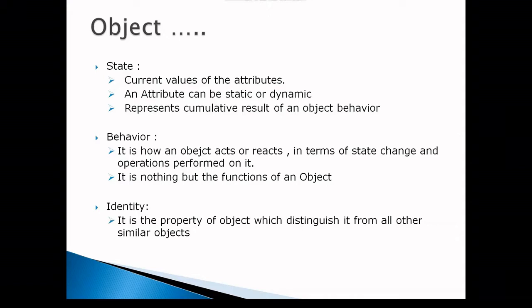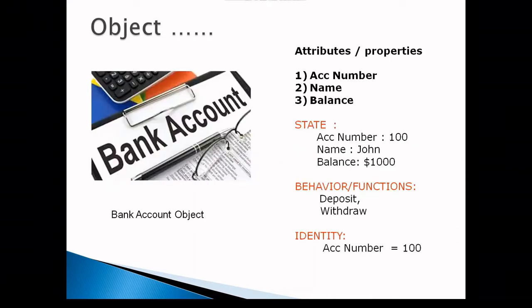And the third and important property of an object is identity. It is the property of an object which distinguishes it from all other similar objects. For example, we have a bank. Okay, we'll take one example and I will explain it. So this is a bank account object. We can say that there are three different properties: account number, name, and balance. If we consider these three attributes of a bank account, the properties of an object are state, behavior, functions, and identity.